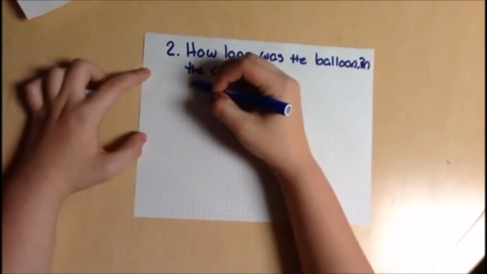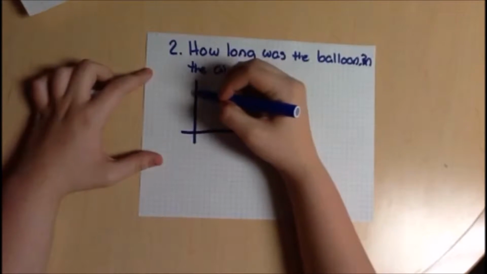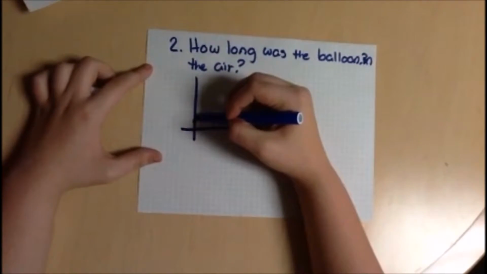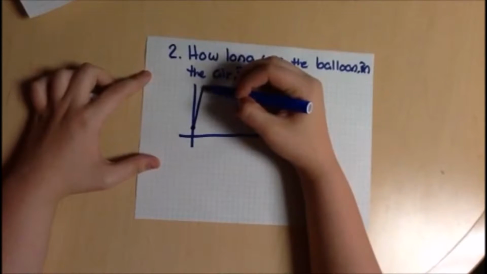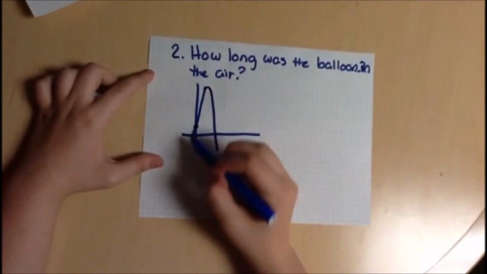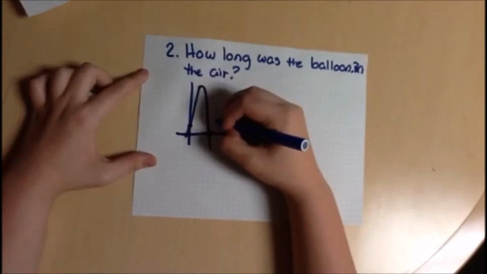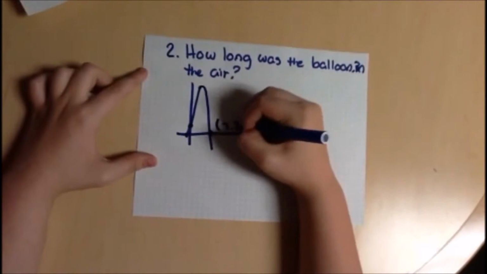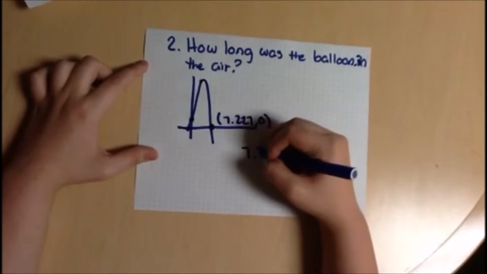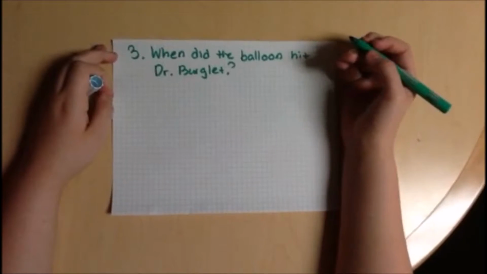When asked the question, how long was the balloon in the air, you need to find a way to graph it. So let's start out by making a graph. It starts out right here at 5.5, roughly about there. And so it's going to go up here, and then it's going to go back down again. You can see that there's another 0 right here, but it's negative, so we can't use that. But there is a 0 right here, and you find that the coordinate for this is 7.2270, which means that the balloon was in the air for 7.227 seconds.